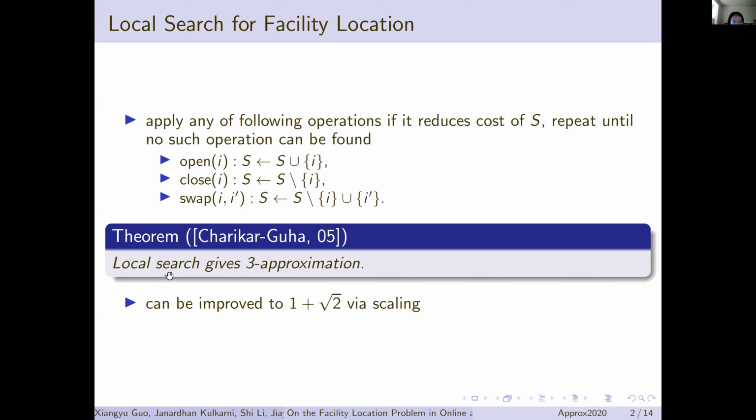A not very complicated proof can give a 3-approximation. And this can be improved to 1 plus square root of 2 via scaling.